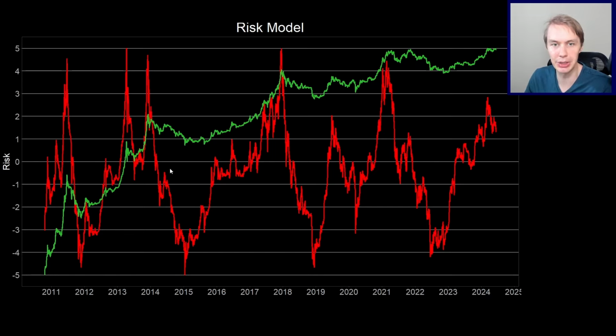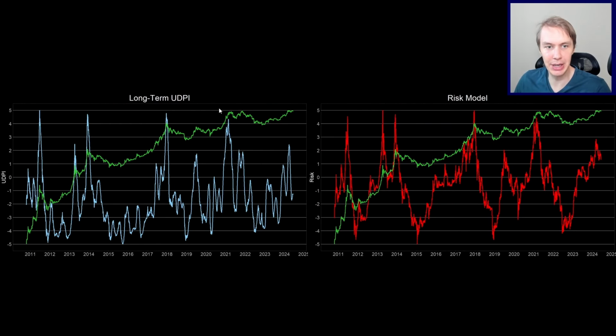So that's why we're choosing to compare it against this versus some other possible risk model that one could think of. So this is the comparison, the UDPI, which I built over here, and you've probably seen a lot of if you follow this channel, and then this stand-in risk model that I built over here. And we're going to compare them in a couple different ways.